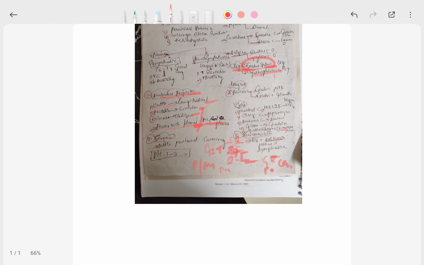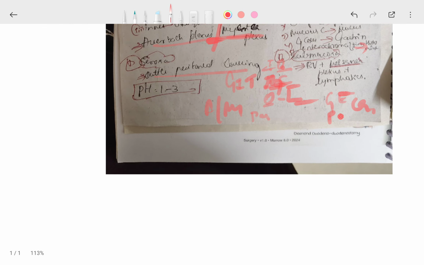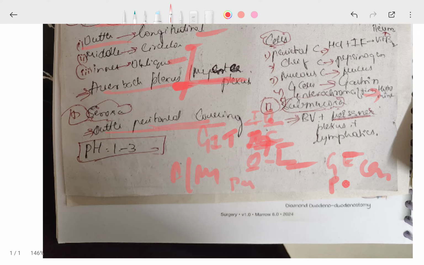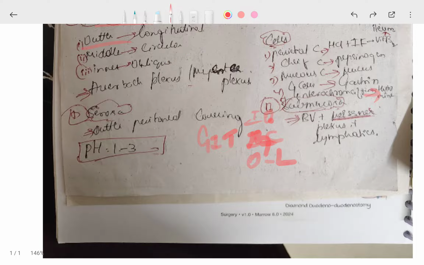Then the last layer is the serosa, which is the outermost peritoneal cover. And the gastric pH, the pH inside the stomach, is approximately 1 to 3, an average of 1 to 3.